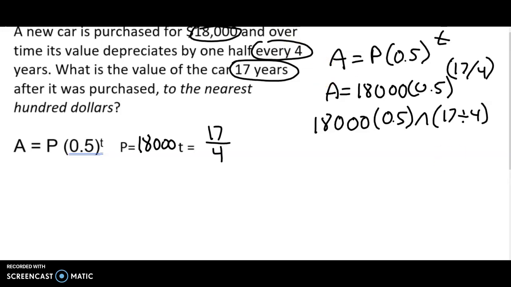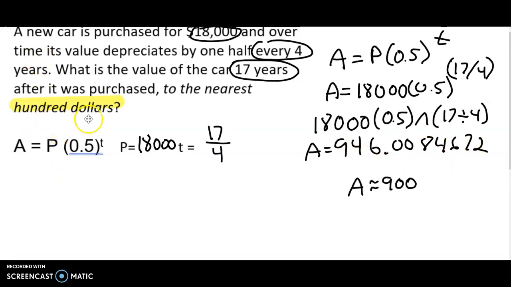Once you type that in the calculator, you get this big long number here. In this case, it wants to round to the nearest $100. So we go all the way to this 9 right here. Look to the right, and it's a 4. So it's not 5 or more, it's 4 or less. So we round down to $900.